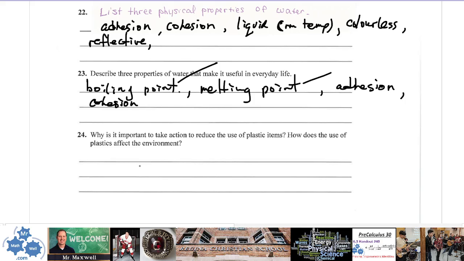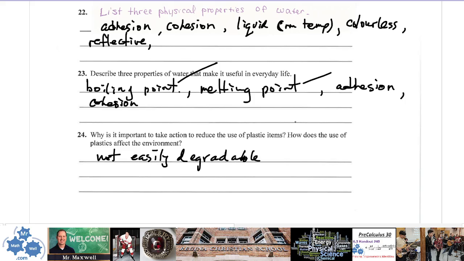Okay, 24, why is it important to take action to reduce the use of plastic items? How does the use of plastic affect the environment? So thinking now about our environment, what sort of thoughts do you have about that? Yep. It's not very... Okay, so it's not easily degradable. Okay.